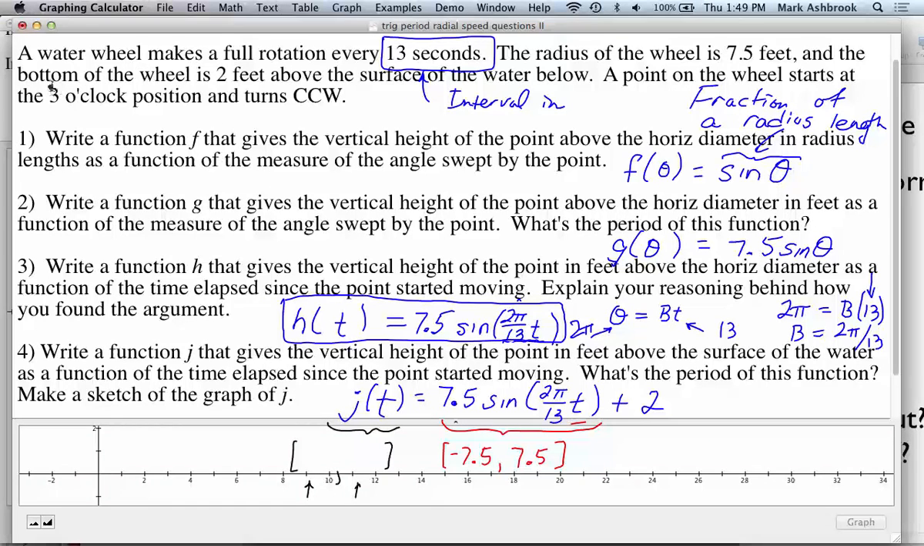Okay, so let's think about this again. We want the bottom of the wheel to be 2 feet above the surface of the water. One more time. Think about it: the bottom of the wheel is 2 feet above the surface of the water, and J is giving us the height of the point above the surface of the water. So what's the minimum value of J going to be?